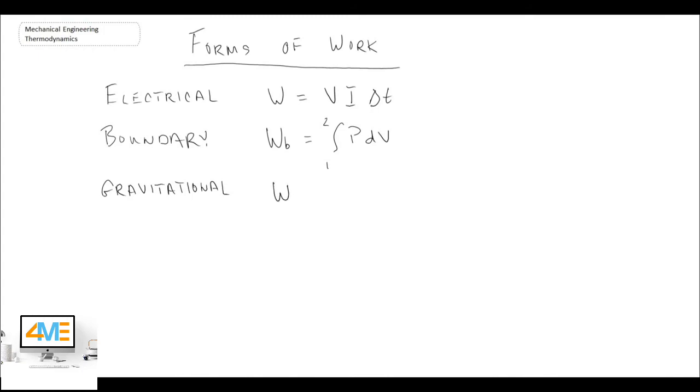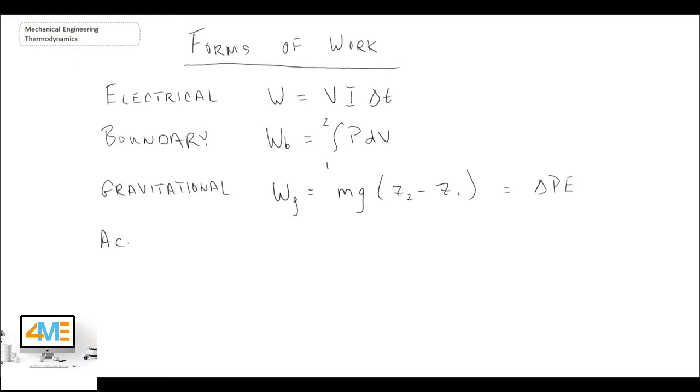And work attributed to gravity would be moving through a potential field. In this case, it is that of gravity. And you have to be going through some sort of differential in position, and that is expressed as Z2 minus Z1. So that would be equal to a change in potential energy.